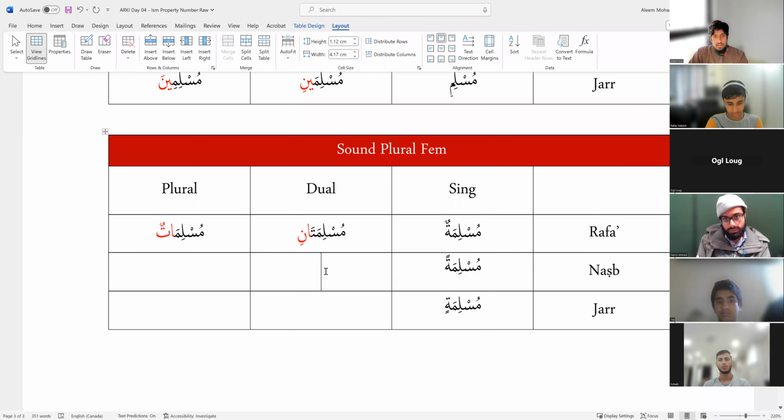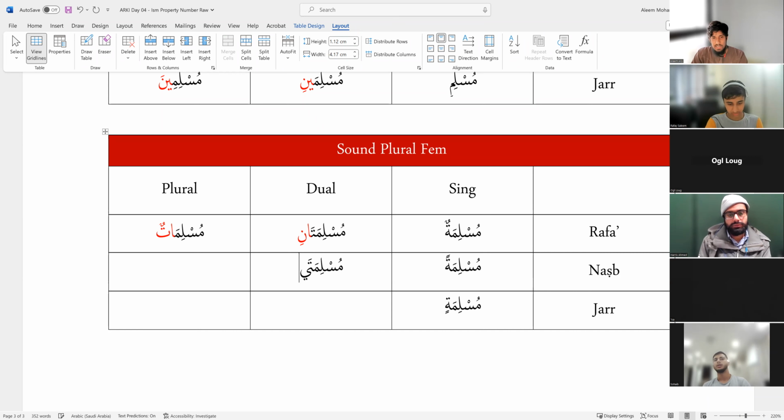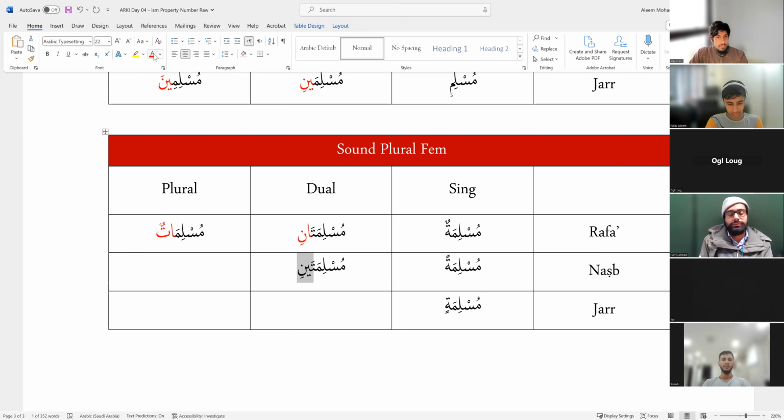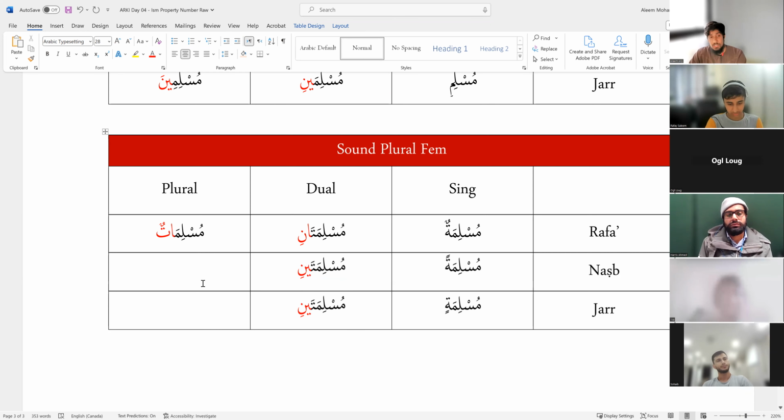Okay. Then in this instance here for the dual, it's going to be similar again to the male. You just add an aini ending, so muslimataini, right? Again, it's going to repeat for the jar, same thing. And then for the plural for nasab and jar, it becomes an atin ending for the females. So muslimatin.